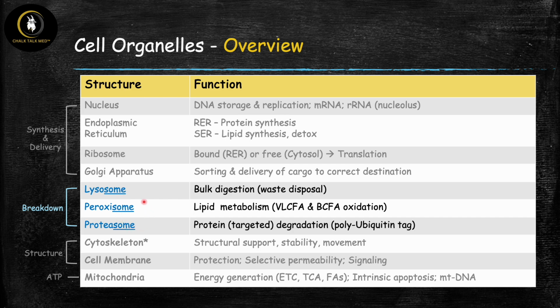These are the zomes of the cell. Their main job is to help break things down inside of the cell. So essentially keep the cell tidy and free of debris. And each of these 3 structures degrades different things for the cell and has different mechanisms. The one that we're going to focus on in this video is going to be the peroxisome.